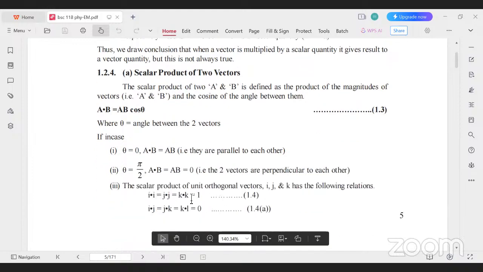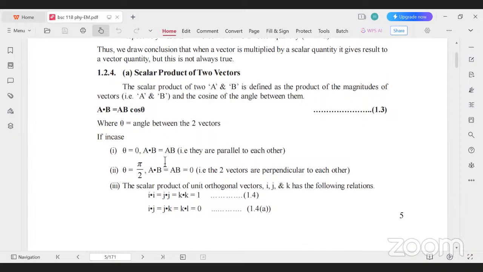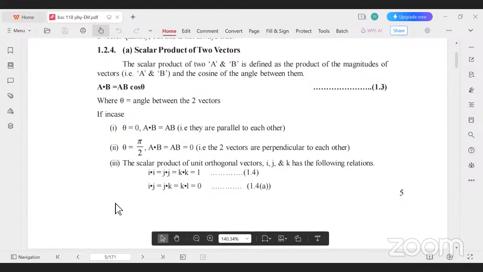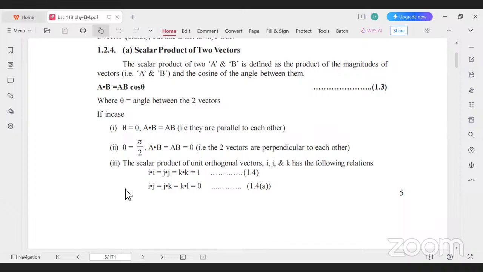In case theta is equal to 0, A dot B is AB, since they are both parallel to each other. If theta is equal to pi by 2, then A dot B is equal to AB cos 90, which equals 0. That is, the two vectors are perpendicular to each other.